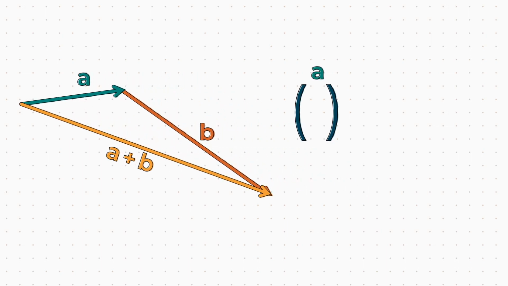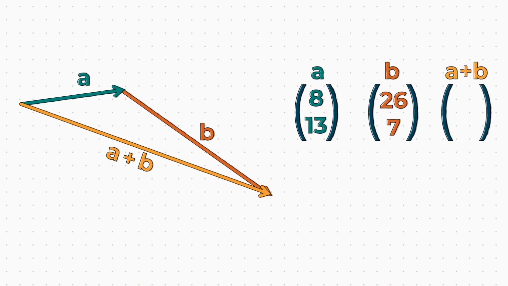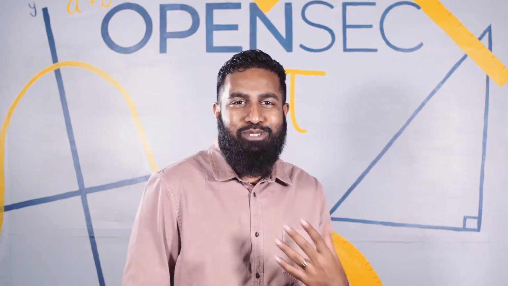If A is equal to a 2 by 1 matrix containing the values 8 and 13, and B is equal to a 2 by 1 matrix with the values 26 and 7, then A plus B is added just as you learn to add matrices. 8 plus 26 is equal to 34. And 13 plus 7 is equal to 20. Vector A plus vector B is therefore equal to a new vector containing the values 34 and 20 in matrix form. Simple enough, so let's scratch that and turn now to subtraction.